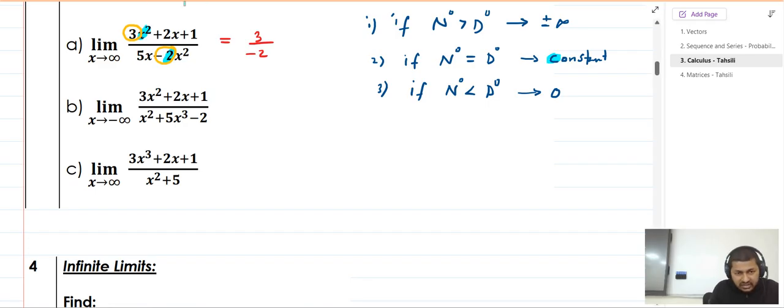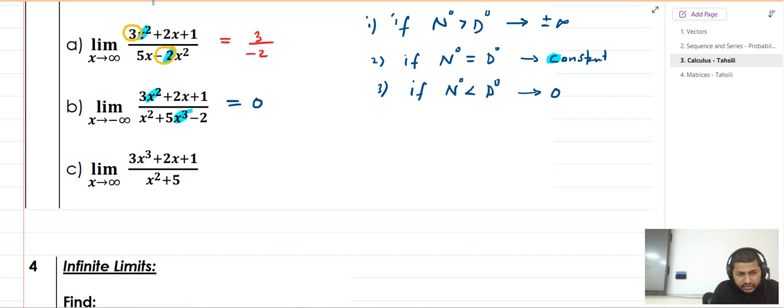So the highest degree in the denominator is x cubed, and the highest degree on the numerator is x squared. Because the top is smaller than the bottom, what happens? The answer is just 0. Let's look at the last one.